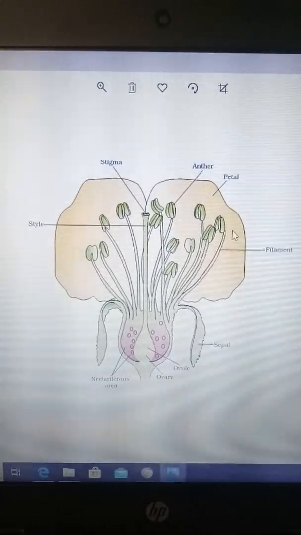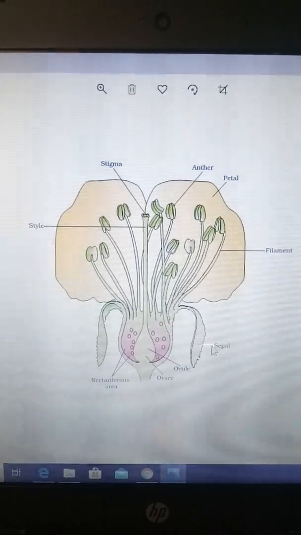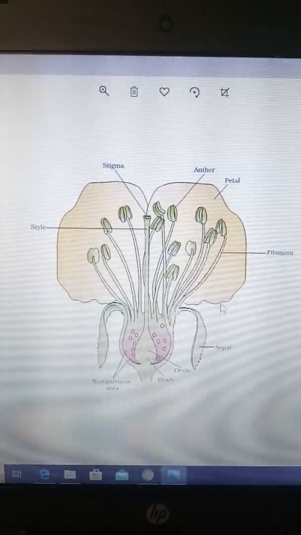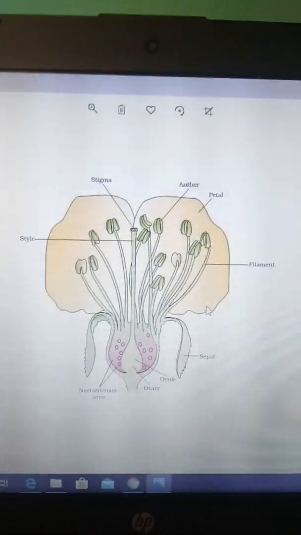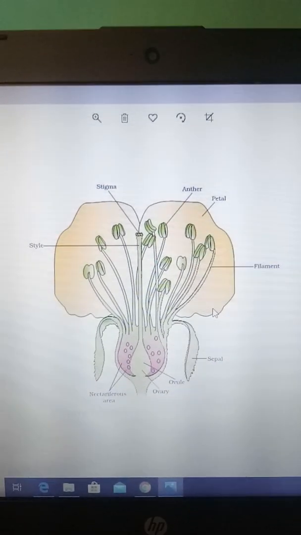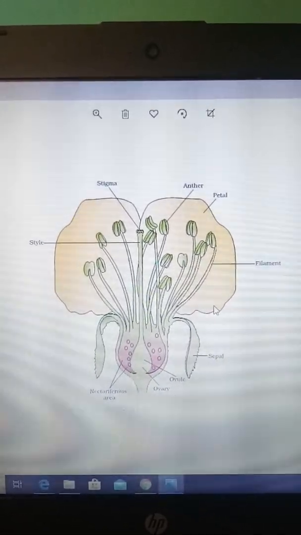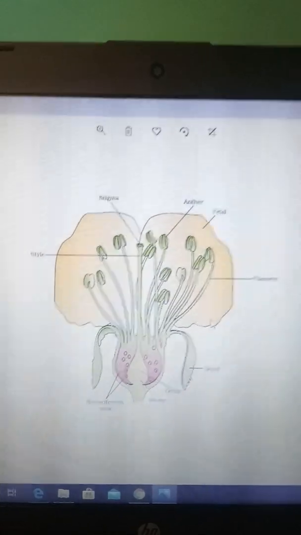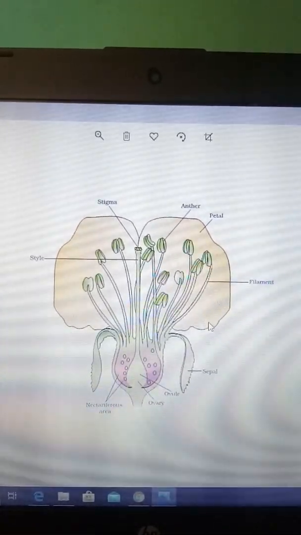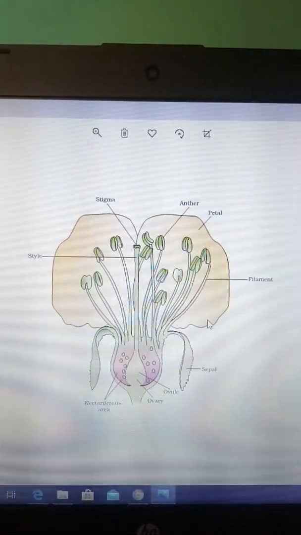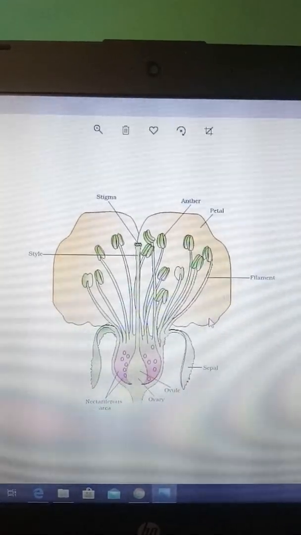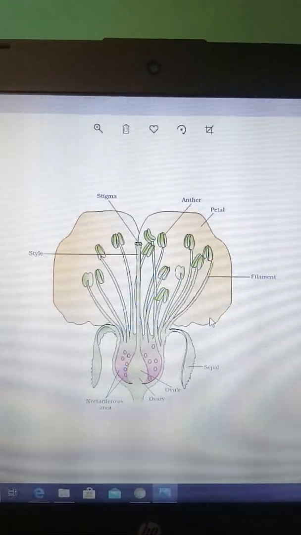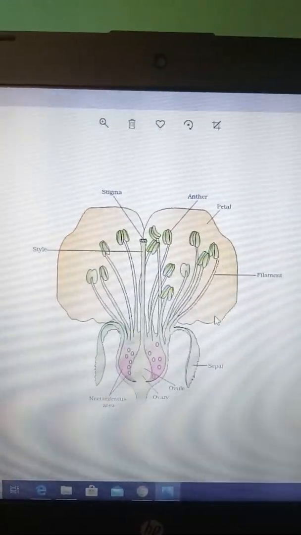So these are the non-essential part of the flower, or you can say the accessory part of the flower, which help the flower to perform the sexual reproduction. Now the rest two parts, you must have heard the word androecium. Androecium is the collection of stamen, and stamen you know is the male part.